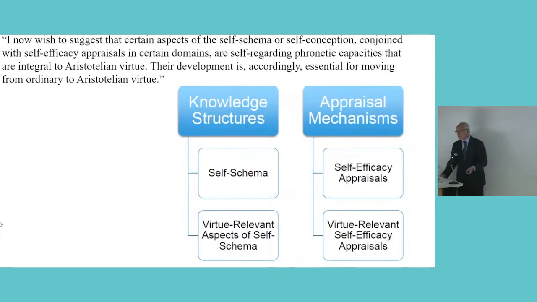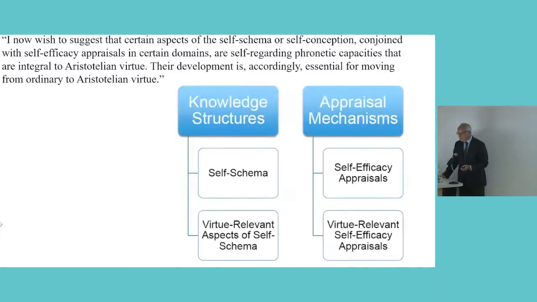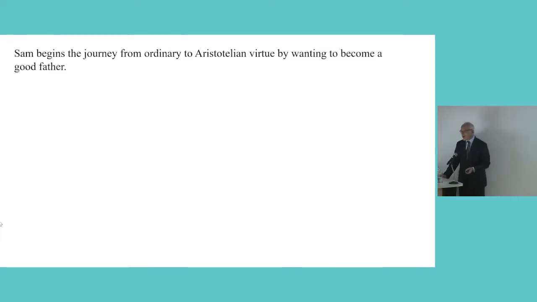She suggests that certain aspects of the self-schema, conjoined with self-efficacy appraisals in certain domains, are essentially what Aristotle was talking about, and their development is part of the development of Aristotelian virtue, and suddenly decided that you could understand this, pardon me? Well, I didn't know if I missed a question. Yes, the Kappa model. And so now there's a bunch of papers by Nancy Snow using the Kappa model.